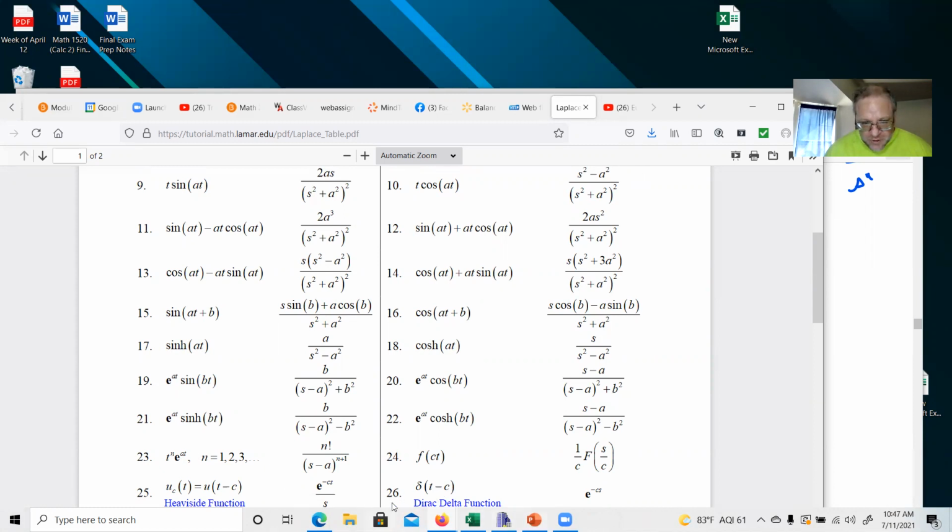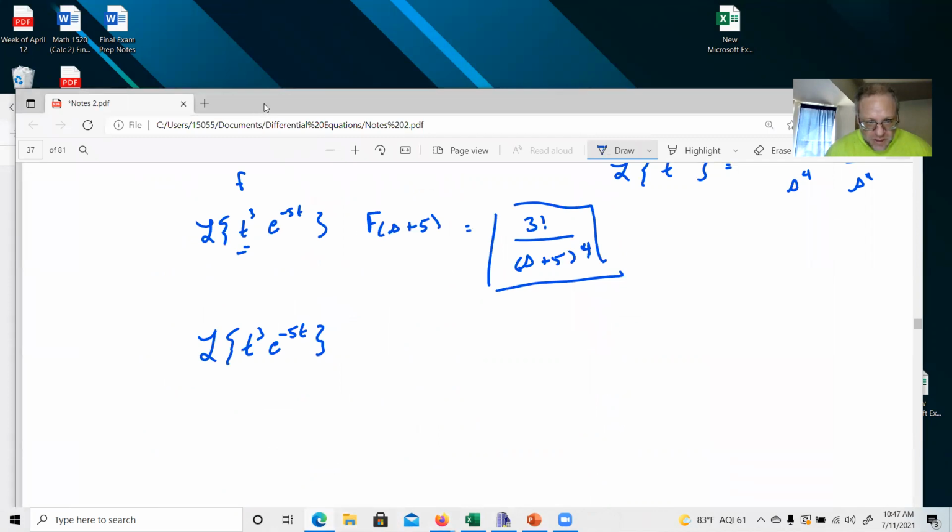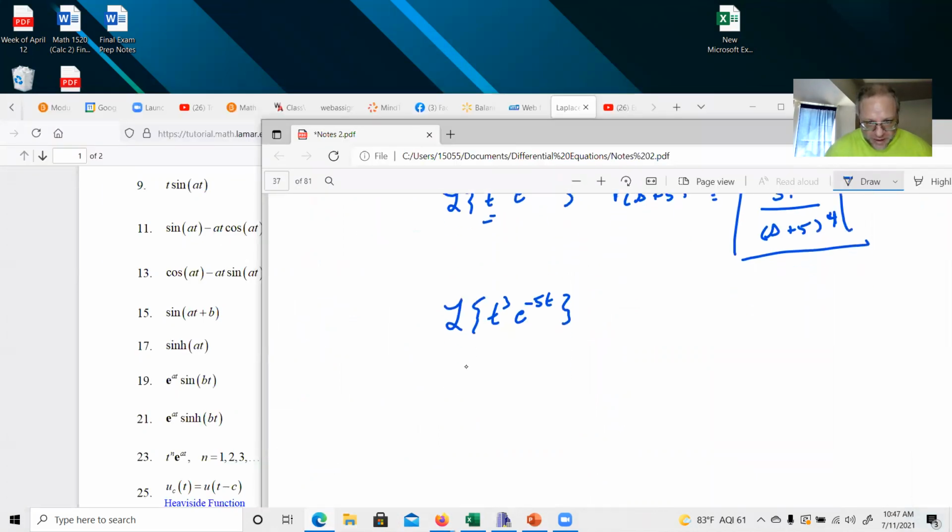Okay, so from table item number 23, this says t to the n e to the at, the Laplace transform of this, right, is equal to n factorial over s minus a to the n plus 1. And you can read it right off of here. Okay, so that's still going to be, right, if I plug in my t cubed e to the negative 5t, that's going to be a Laplace transform.